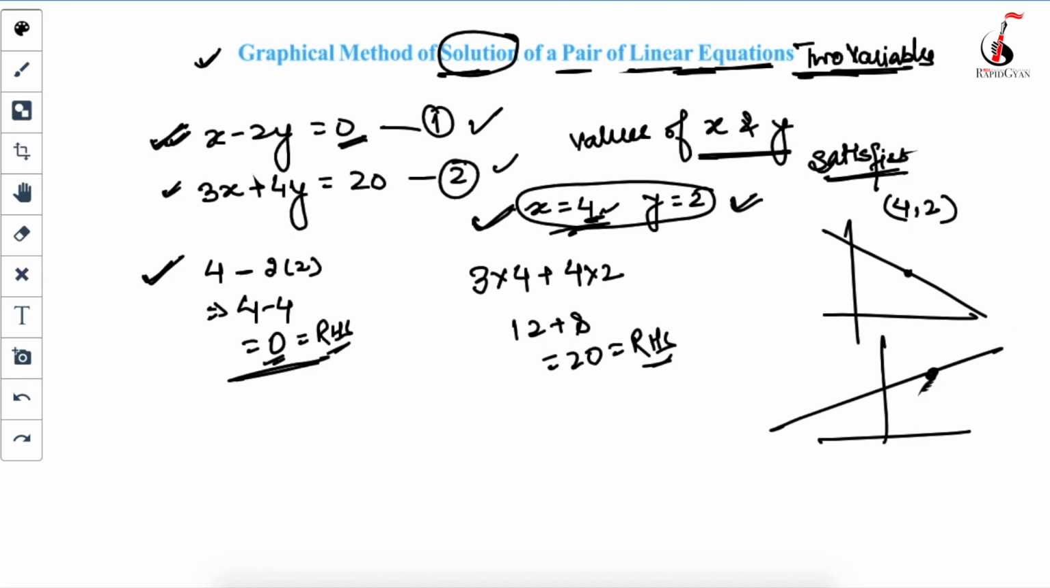So now the question comes: if x equal to 4 and y equal to 2 satisfies both the equations, it means this point 4 comma 2 lies on both the lines, and both are different lines. So what does it mean? It means that those two lines are going to intersect, meaning the common point of those two lines. So what will be the common point?